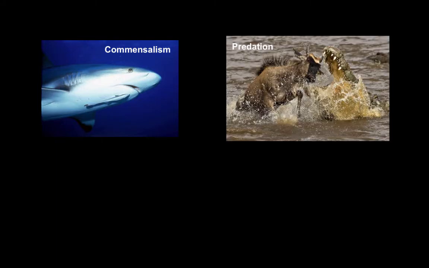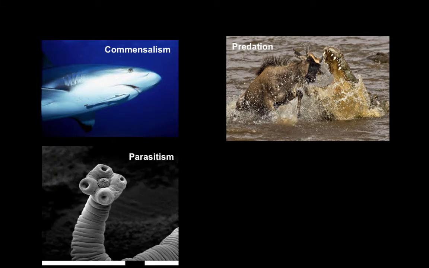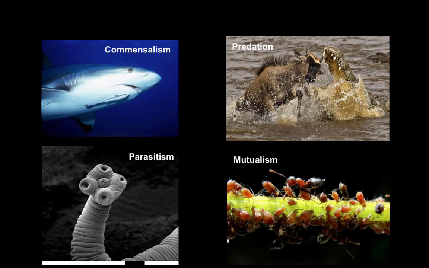So here's an example of commensalism, where this one fish is kind of hitching a ride on the shark. So the shark isn't getting hurt in any way, but the fish is benefiting. This is obviously predation. This is a tapeworm, so that's an example of parasitism. And this is mutualism, where these ants and aphids are working together. The ants provide protection and the aphids provide food. So they're both getting something out of this deal.